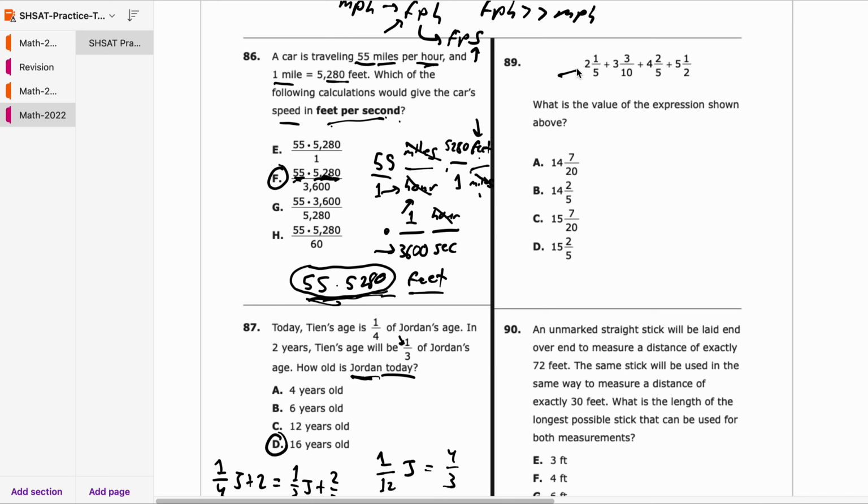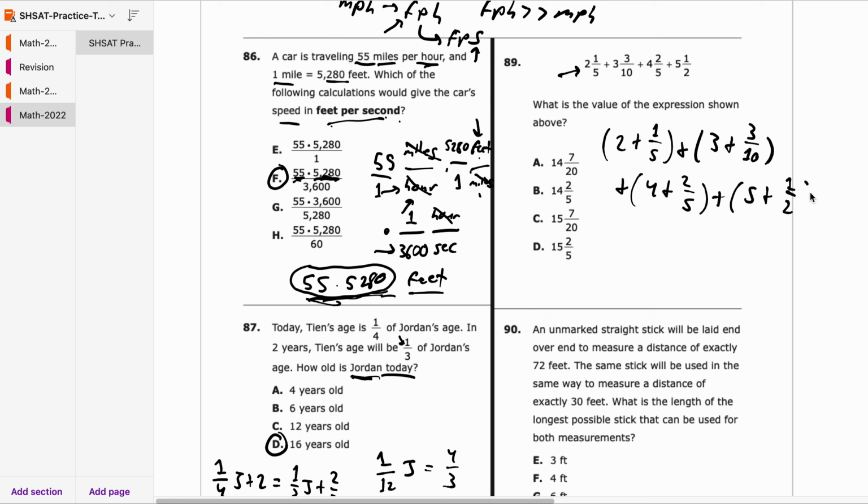Now 89, we're being asked to add mixed fractions, I guess. And what I'm going to do here is add the numbers first and the fractions later, right? So 2 1/5 is just 2 plus 1/5. And then 3 3/10 is just 3 plus 3/10. Plus 4 2/5 is 4 plus 2/5. And 5 1/2 is 5 plus 1/2. Now I'm going to add the numbers first. So 2 plus 3 plus 4 is 9, plus 5 is 14.